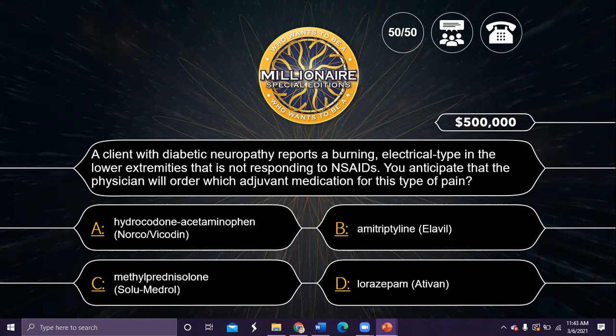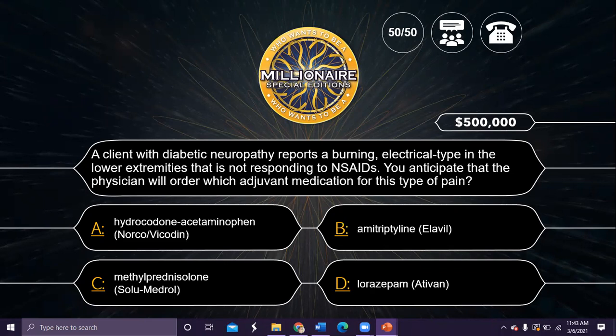A client with diabetic neuropathy reports a burning, electrical type of pain in the lower extremities that's not responding to NSAIDs. You anticipate that the physician will order which adjuvant medication for this type of pain? What additional medication? Hydrocodone acetaminophen, which is Norco or Vicodin, amitriptyline, which is Elavil, methylprednisolone, which is Solu-Medrol, or lorazepam, which is Ativan.